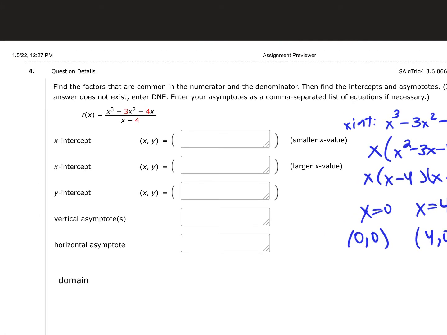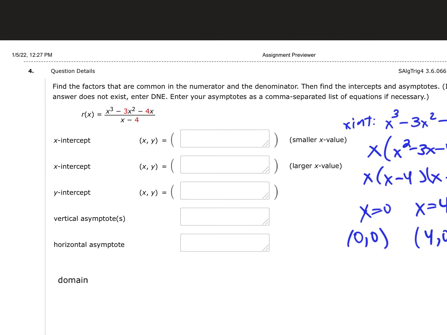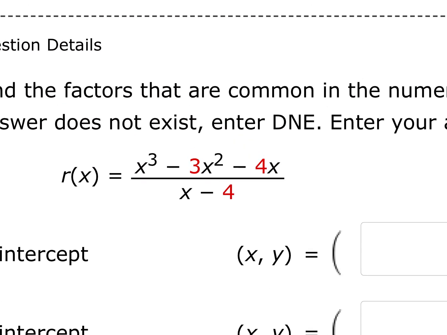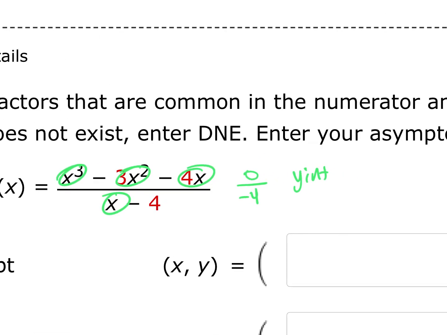Now to find the y-intercept, we're going to plug in a whole bunch of zeros. So watch what happens here. This becomes 0, 0, 0, 0. I have all zeros on top over negative 4. When 0 is in the numerator, what's my answer? 0. So my y-intercept is 0, 0. If the 0 was in the denominator, what would my intercept have been? Undefined, or none. Good.